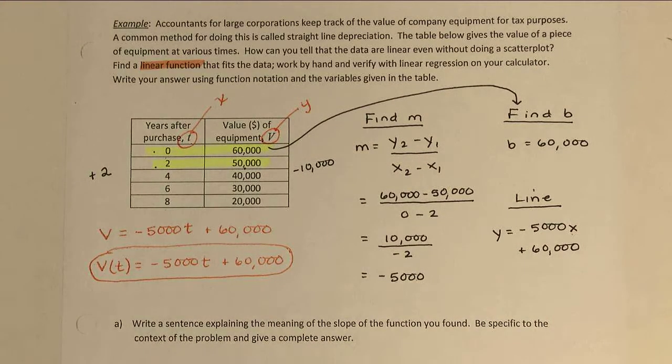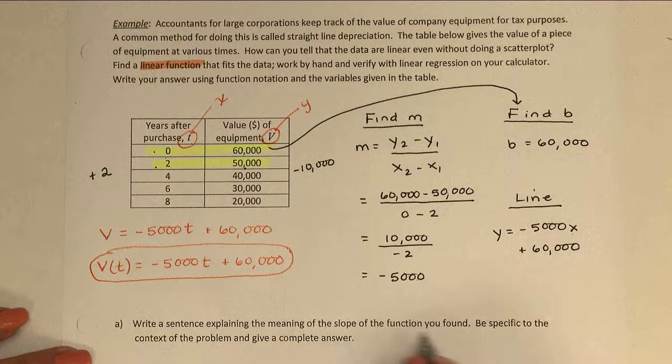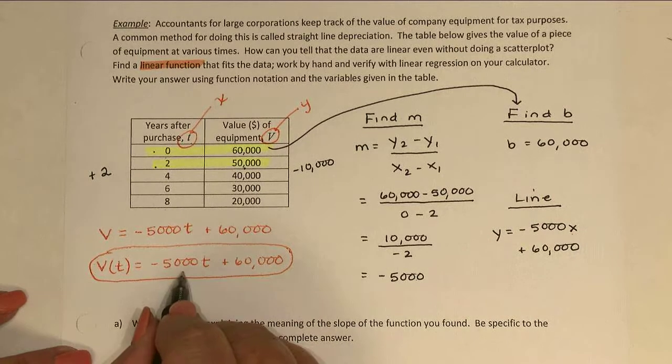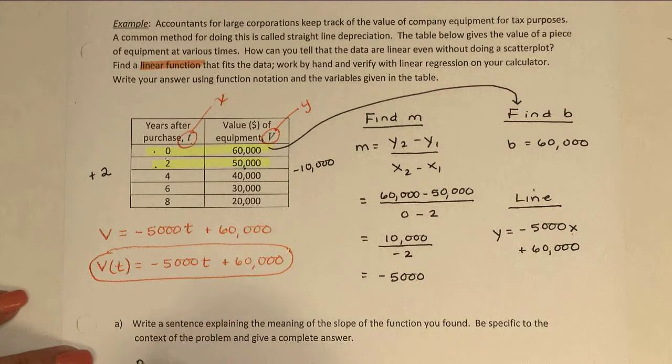All right. The slope and the intercept, we'll talk about the meanings of those. And again, I'm really looking for complete answers in the context of the situation. So the first one is the meaning of the slope of the function. Our slope was negative 5,000.